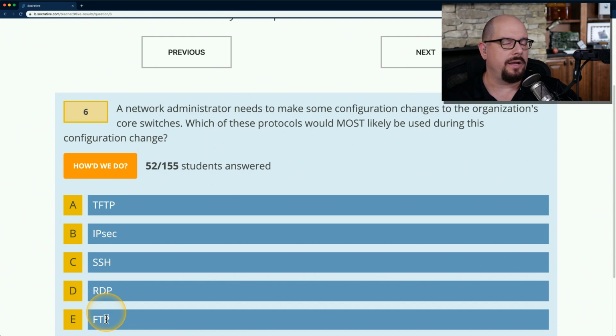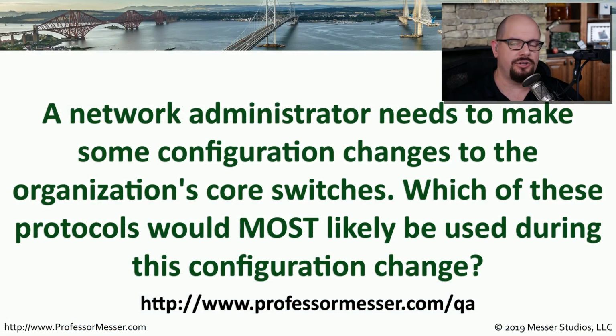Plug in your answers by going to professormesser.com/QA. You can put in your answers. Tell me which answer you think is correct. That's a very common thing to do as a network administrator. You need to make some configuration changes to the core switch. Some of you may have even done this before, and this may be an easy one for you. This is one of those scenarios where you do want to use the right protocol for the right function.